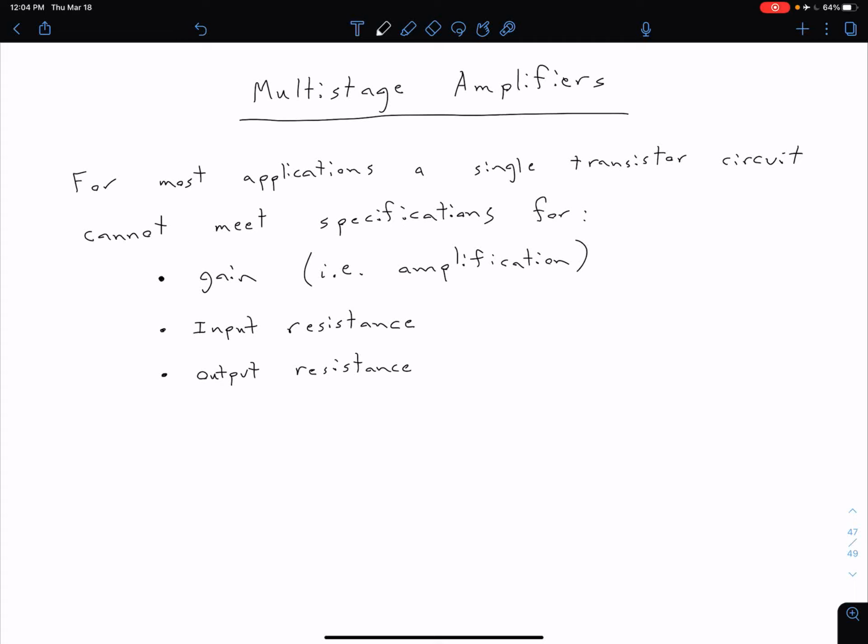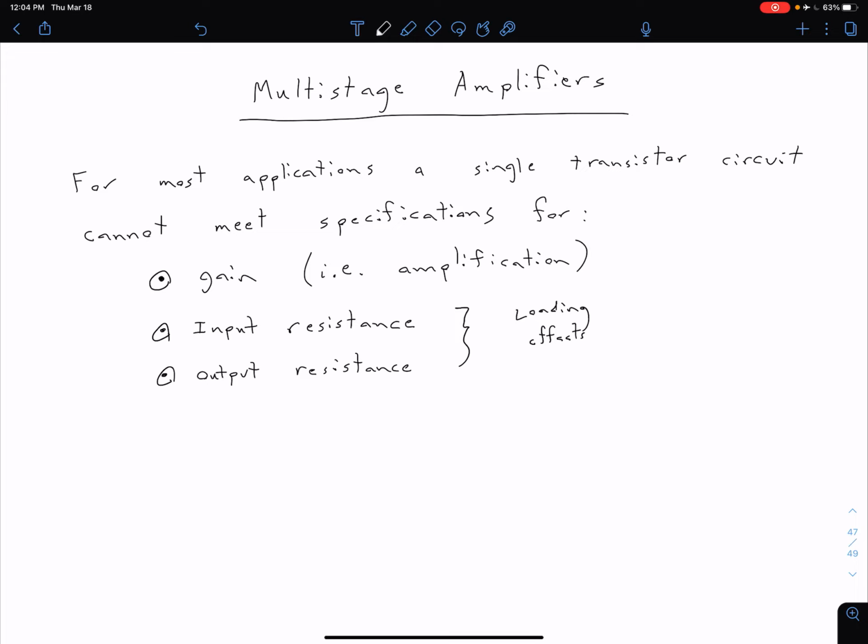The last topic we're going to discuss in this unit is multi-stage amplifiers. For most applications, a single transistor circuit is not going to be able to meet all of the specifications. We're going to have specifications for our gain, our input resistance, and our output resistance. And again, we need to consider input and output resistance because in real applications, our loading effects are going to be very critical.